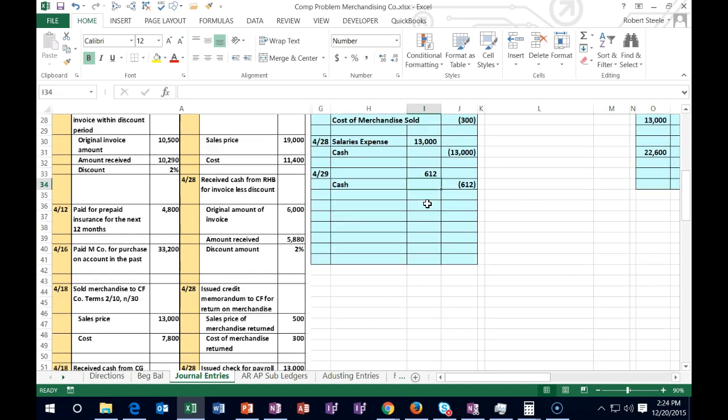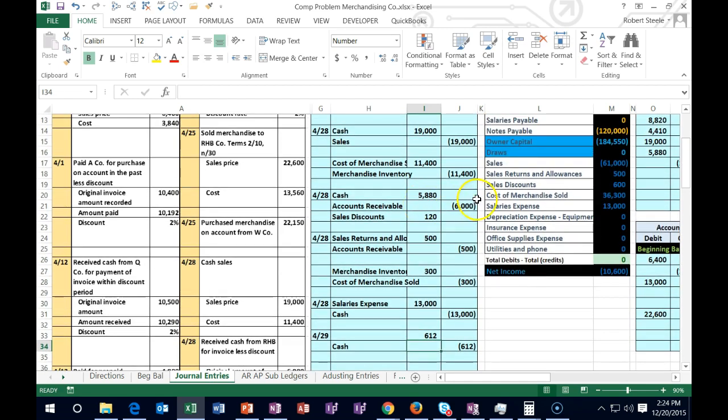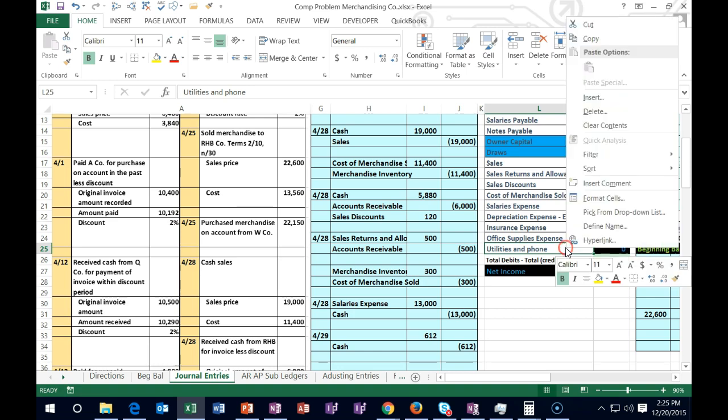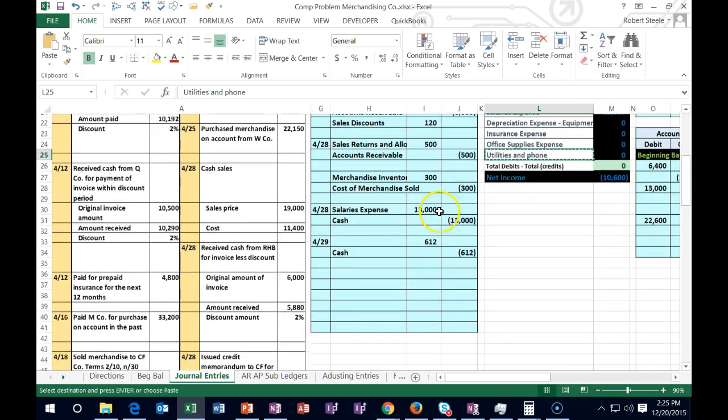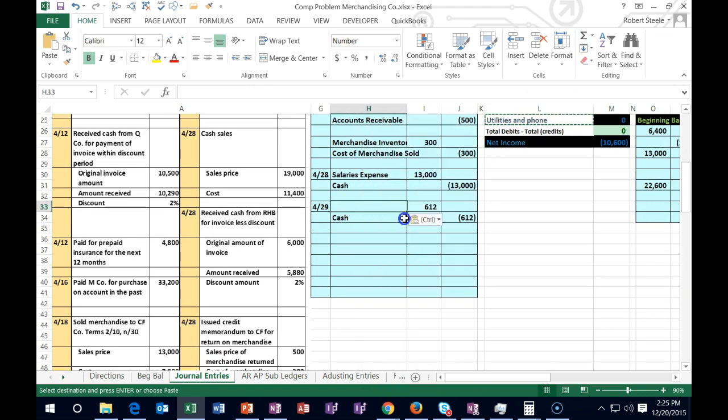Well, we paid for the phone bill. That sounds like an expense. All expenses are down here, and we can see that they all have debit balances. I'm going to call utility and phone. We grouped them in one account there. Obviously, it's up to the business to see how many accounts they want to break those out. Many companies will. And so I'm going to copy that and paste that down here. That will be the debit.